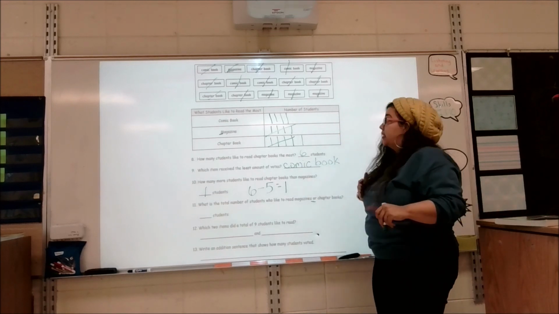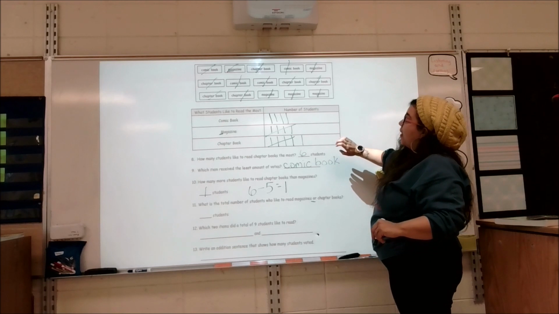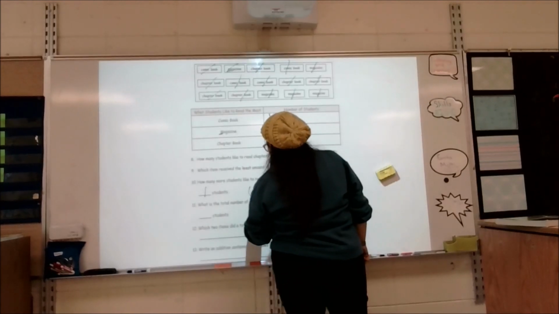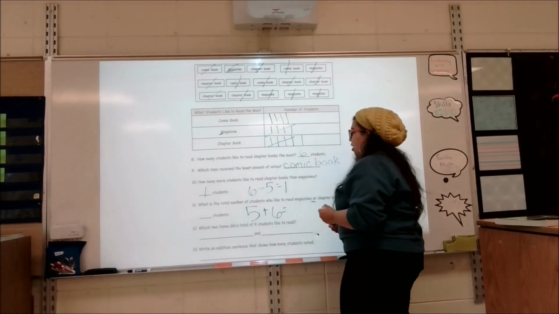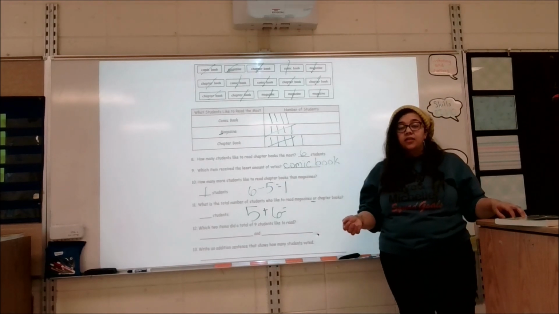What would that number sentence be? Magazine is 5. Chapter book is 6. So this time, instead of subtracting, we're putting the pieces together. So what is 5 and 6?